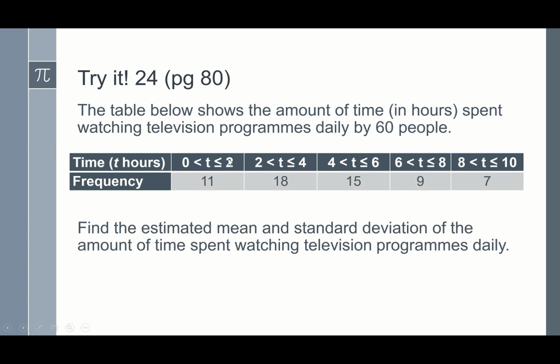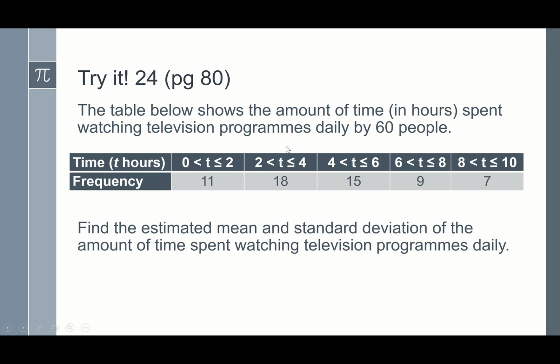So this basically means grouped data, where I group everybody that spends between 0 to 2 hours into one column, 2 to 4 hours into one column, 4 to 6 hours in one column, 6 to 8 hours into one column, and 8 to 10 hours into one column. So this is what we call grouped data.